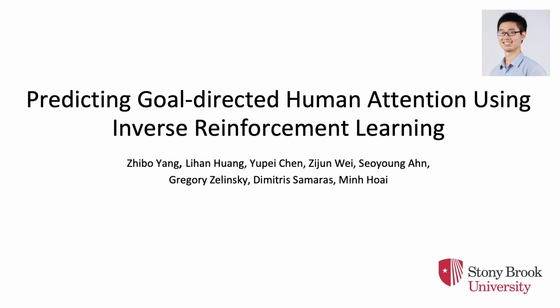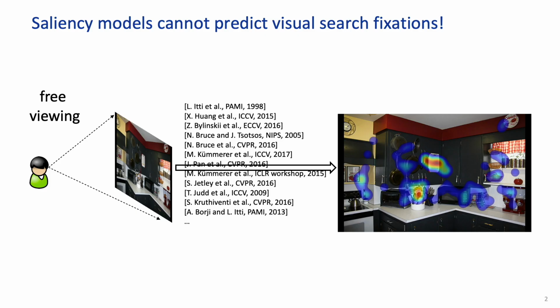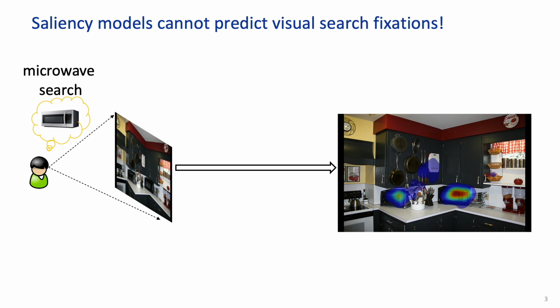Today I'm going to present our work on how to use inverse reinforcement learning to predict goal-directed human attention. Most computer vision researchers are familiar with salience models that are trained from human gaze data collected during free viewing of images. However, people spend most of their time searching for things with their eyes. As shown in this microwave search example, this visual search behavior is quite different from free viewing.